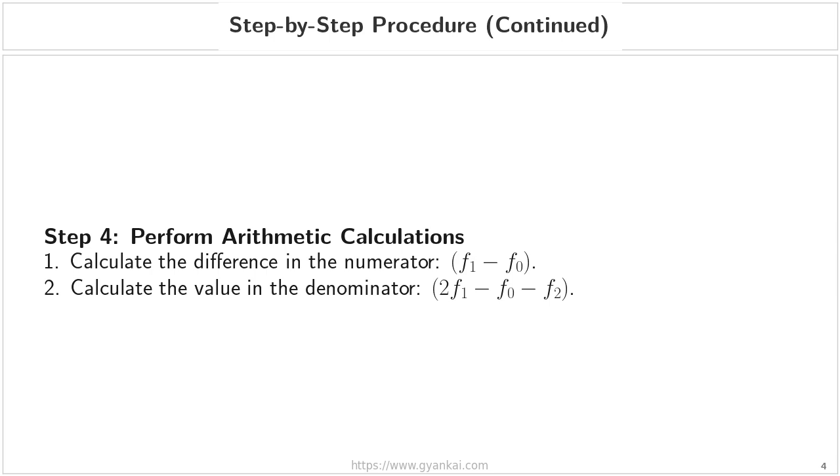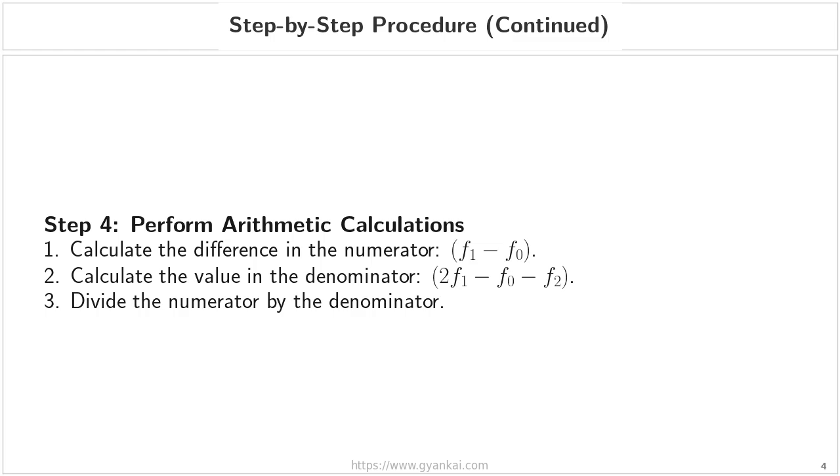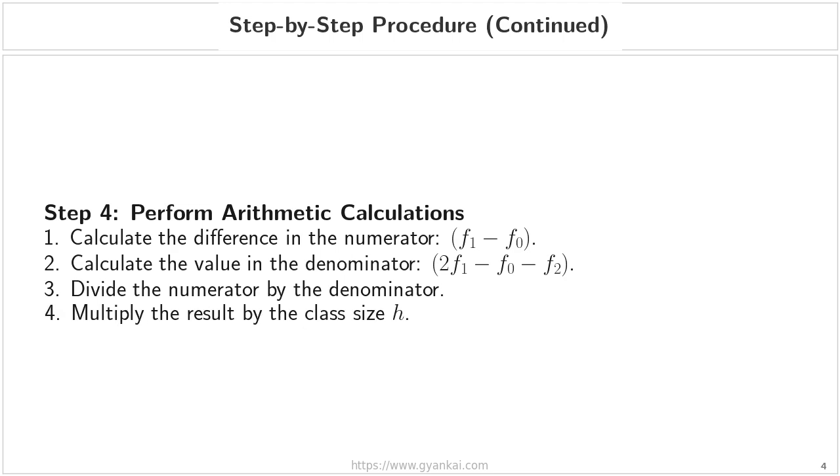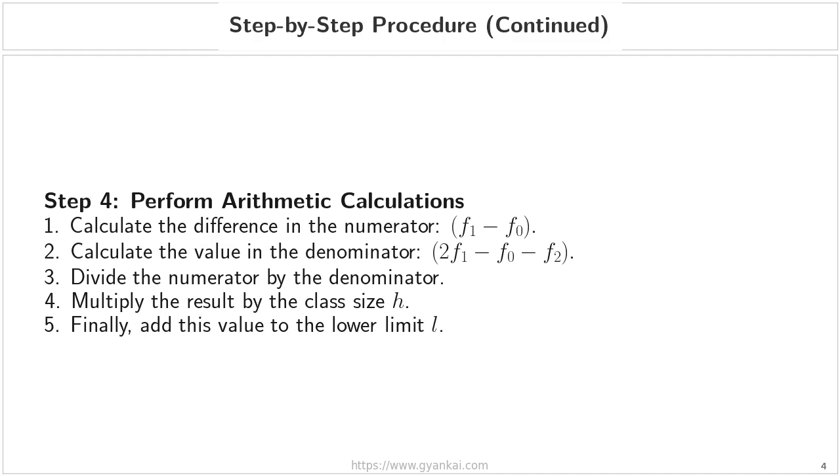Second, move to the bottom part, the denominator. Here, you will calculate 2 times F1 and then subtract both F0 and F2 from that value. Third, once you have those 2 single numbers, divide the numerator by the denominator to get a decimal or a simplified fraction. Fourth, take that resulting value and multiply it by the class size, which we call H. Finally, the very last step is to add this entire calculated amount to the lower limit, L.